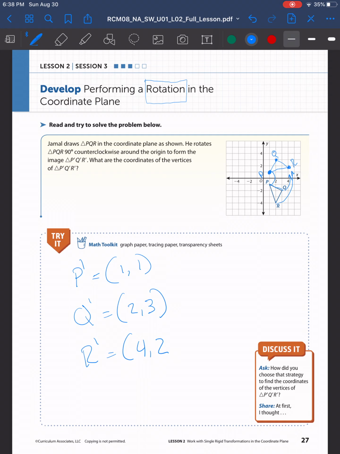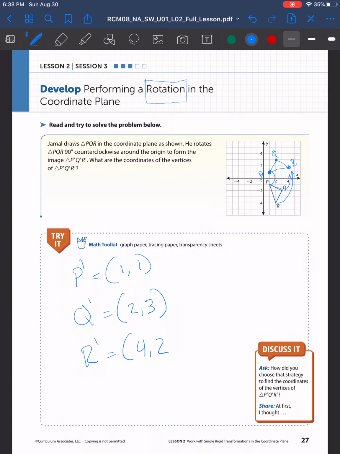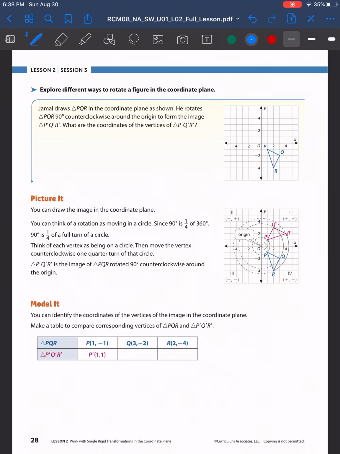Okay. You could think of it too, by actually flipping your book 90 degrees, and then you would see what's in the new coordinate. We'll talk about that in class later, okay? Let's do the picture it. So you can draw the image in the coordinate plane. You can think of the rotation as moving it into a circle like a clock. 90 degrees is a fourth of 360, so it would just move a full coordinate plane, okay?